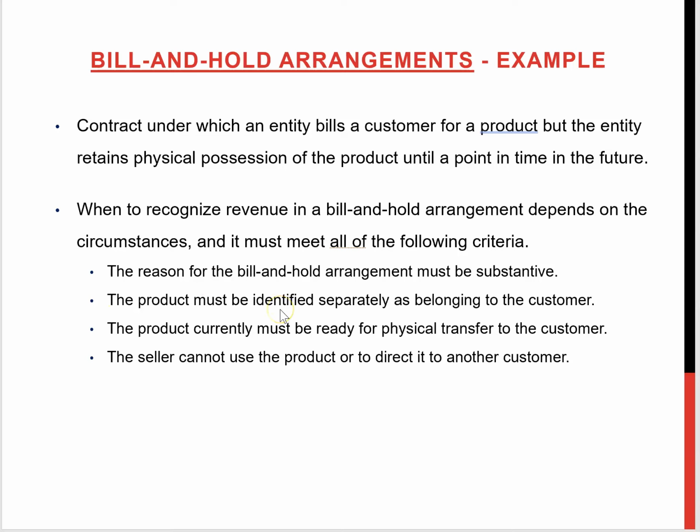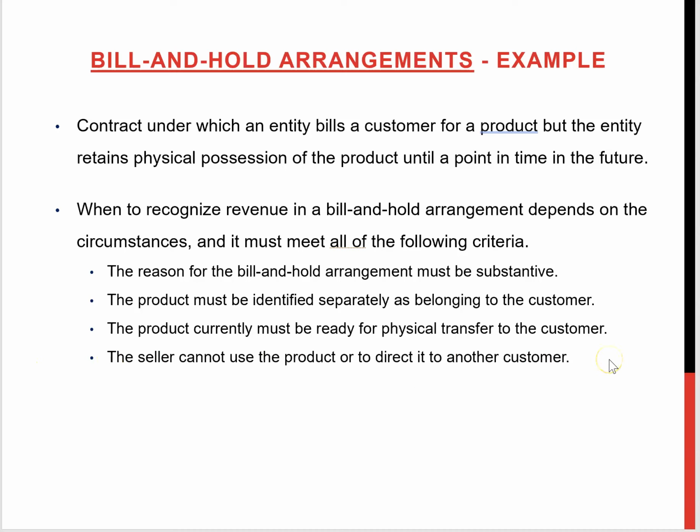Then another condition, the product must be identified separately as belonging to the customer. So the seller can easily identify this product. It's already sold. It belongs to the customer. We are just holding it for a valid reason. The product currently must be ready for physical transfer to the customer. The product is completely ready. Anytime, any point, you are able to transfer the product to the customer, and the seller cannot use the product or direct it to another customer.